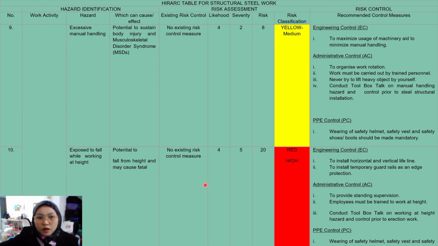For all the hazards, the risk controls that we conclude in this HIRARC table are the engineering control, EC, the administrative control, AC, and also the PPE control, PC.